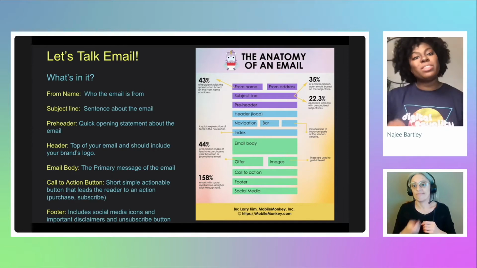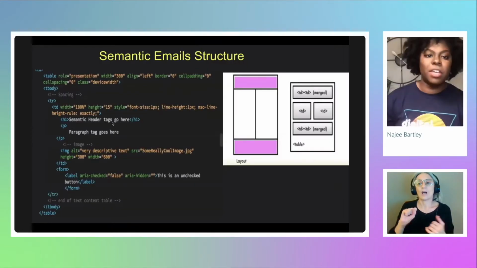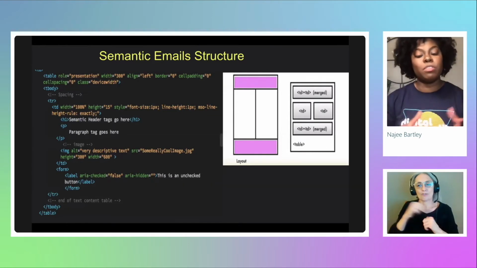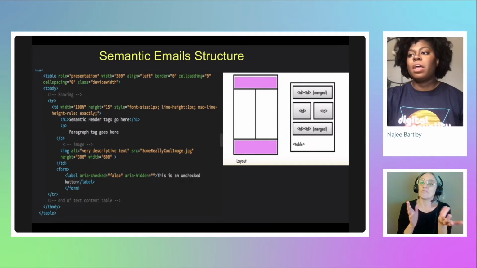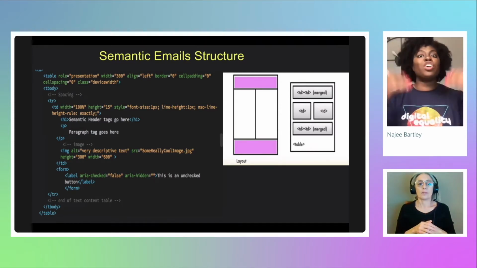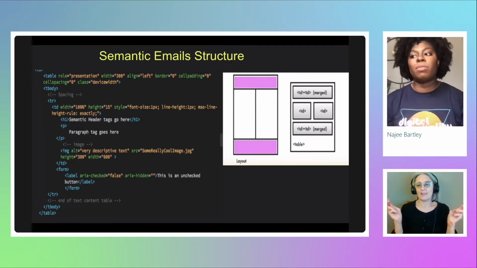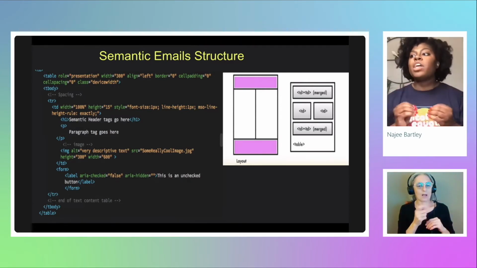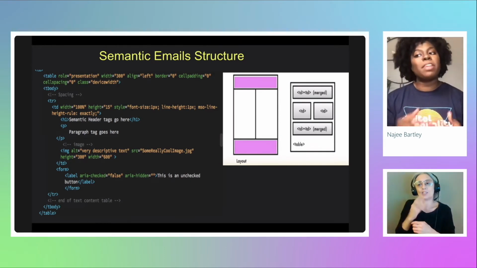So let's get into some of that semantic email structure. What you have here, this image in front of us, is just the basic layout of an email. The previous email showed the outer shell of an email. This is what you're getting in your inbox, the visual aesthetics of an email communication. But what you have here is the inner shell and HTML markup of an email.